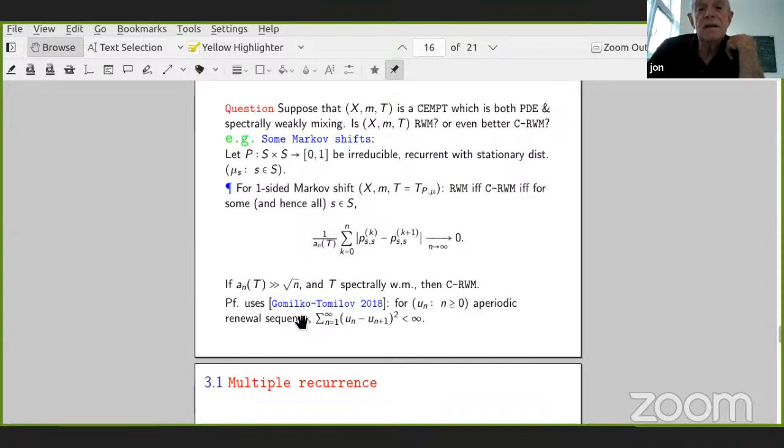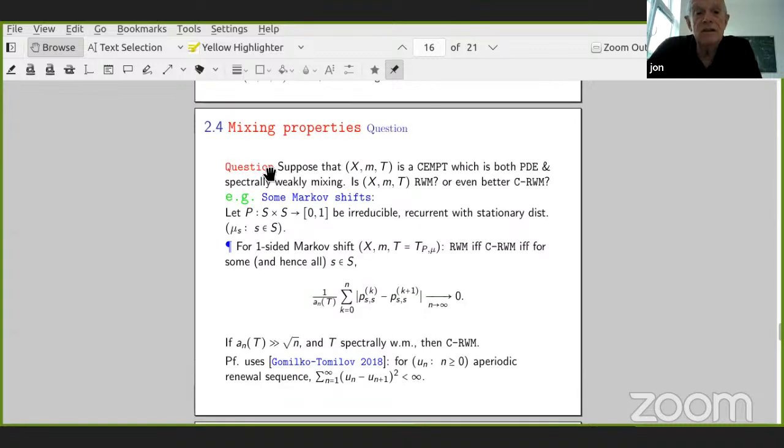So the proof uses a result of Gomilko and Tomilo from 2018. If you have an aperiodic renewal sequence, the sum of (u_n minus u_(n+1)) squared is finite. There was actually a conjecture of, I think, Erdos, De Bruijn, and later Kingman, that you could put the absolute value here instead of the square, just the sum of the absolute value of u_n minus u_(n+1). But there was a counterexample by Ibragimov. But still, we don't know that this is not generally true. So this question is even open for Markov chains.